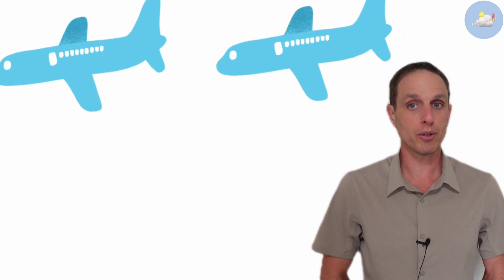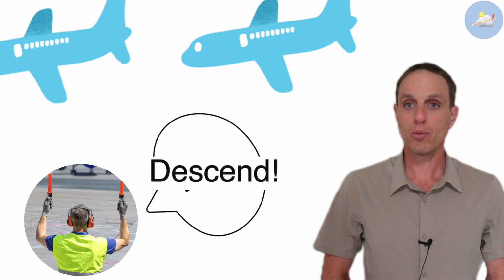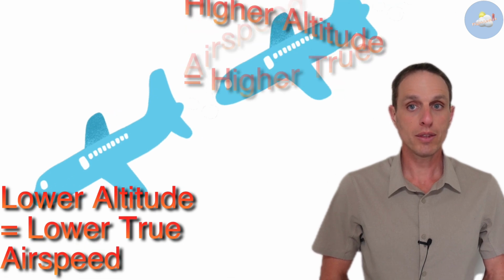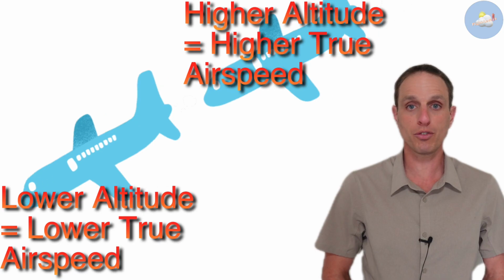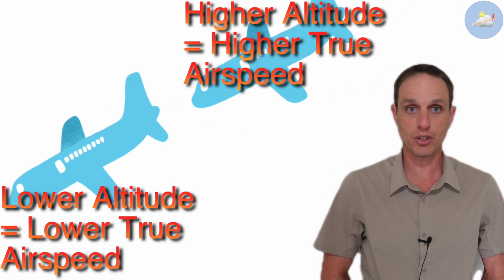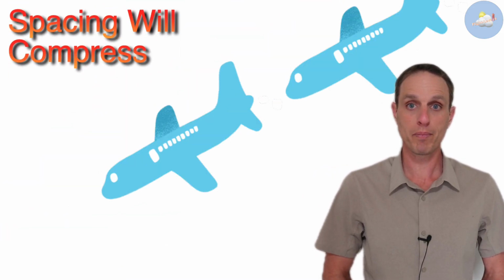Imagine two planes 10 miles apart at cruise altitude, both flying at 250 knots indicated airspeed. We tell the first plane to descend. A minute later, we tell the second one to descend. Even though both are holding the same indicated airspeed, the leading plane's true airspeed will be consistently lower because it started its descent earlier and is at a lower, denser altitude. This means the planes will compress and get closer together.